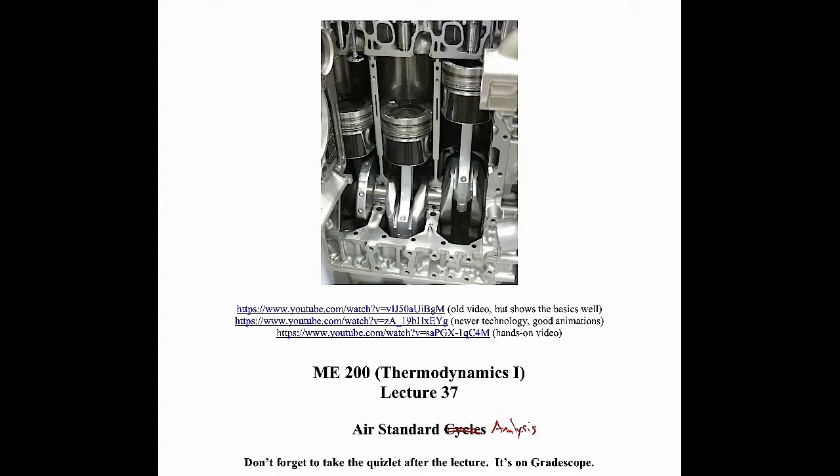So the picture I have on the screen here is of a typical internal combustion engine you might find in your car. You can see a piston inside a cylinder here attached to a crankshaft down here. You can see a valve open right there. We're going to take a closer look at this later in the lecture.